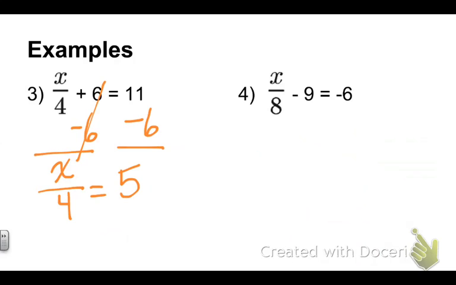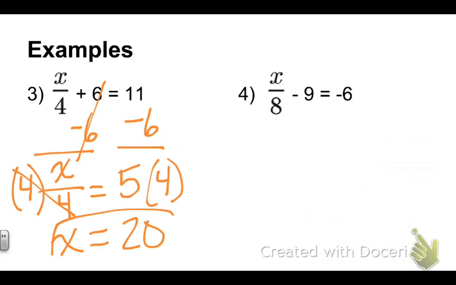X is being divided by 4, so do the opposite. Multiply by 4. 4 divided by 4 leaves you 1x. 5 times 4 is 20. Check it, plug it back into the original equation, see if it works. 20 divided by 4 is 5. 5 plus 6 equals 11. It works.